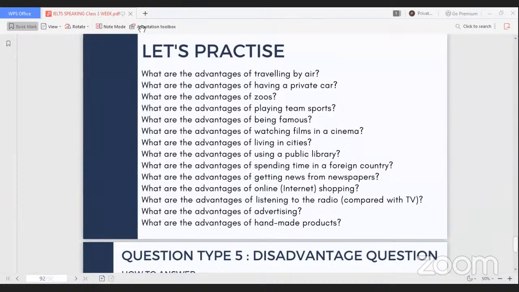Then is this question for the maker or for the buyer? I think for the buyer. For the buyer. Okay.